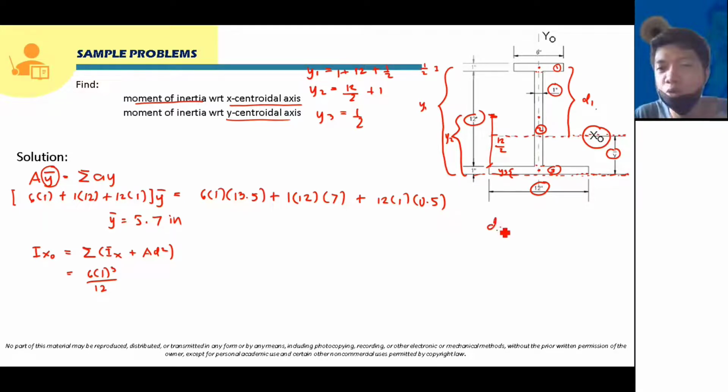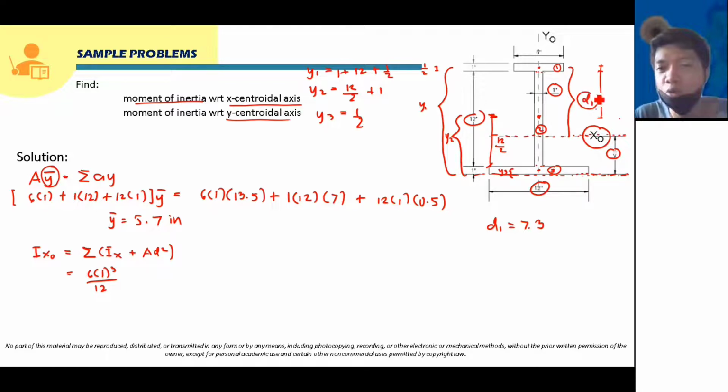7.3. Where did you get this? Can you explain? I started from the top. The center of the second composite figure is this, 6. Then I added half of this, 6.5, then added 0.3, so 6.8 pala, sir.